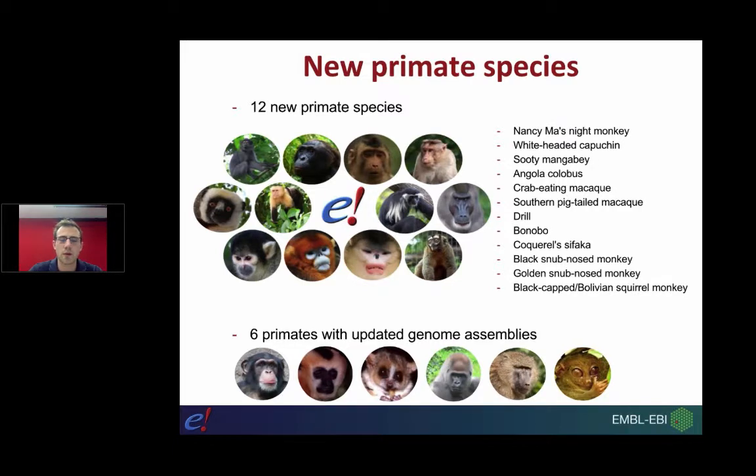As I mentioned, we've also updated the genome assemblies that are available for a number of different species. So we already had chimpanzee, mouse lemur, gorilla, olive baboon, and tarsier, for example. And so what we have done is we've updated the genome assemblies that are available for those species, and updated the gene annotation as well for each of those species.